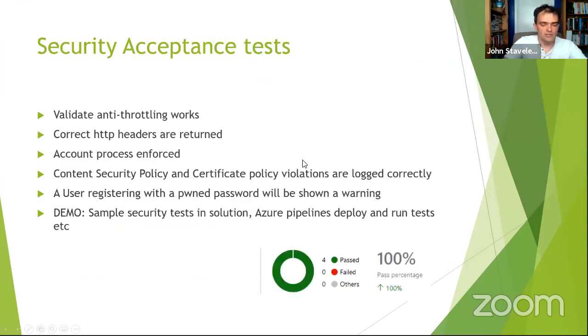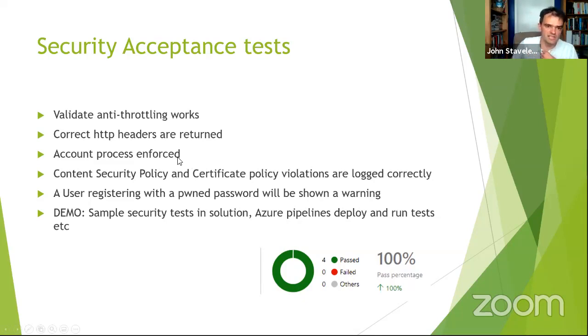Okay, so finally, you've got deployed code, you've pen tested it, you can do some security acceptance tests. So for instance, I've got an anti-throttling attribute on my login page that stops people pounding my login page, and it limits substantially how many failed logins you can get per minute. So I can validate that that's working using an acceptance test. I can check the correct HTTP headers are being returned. And it will fail the build if someone's changed them or they're wrong.